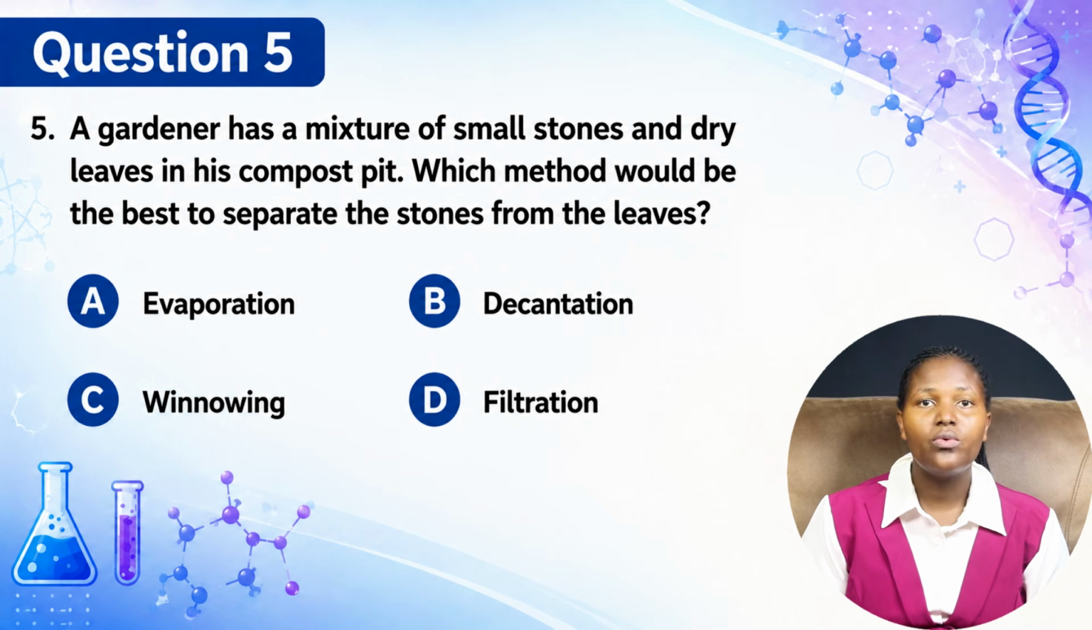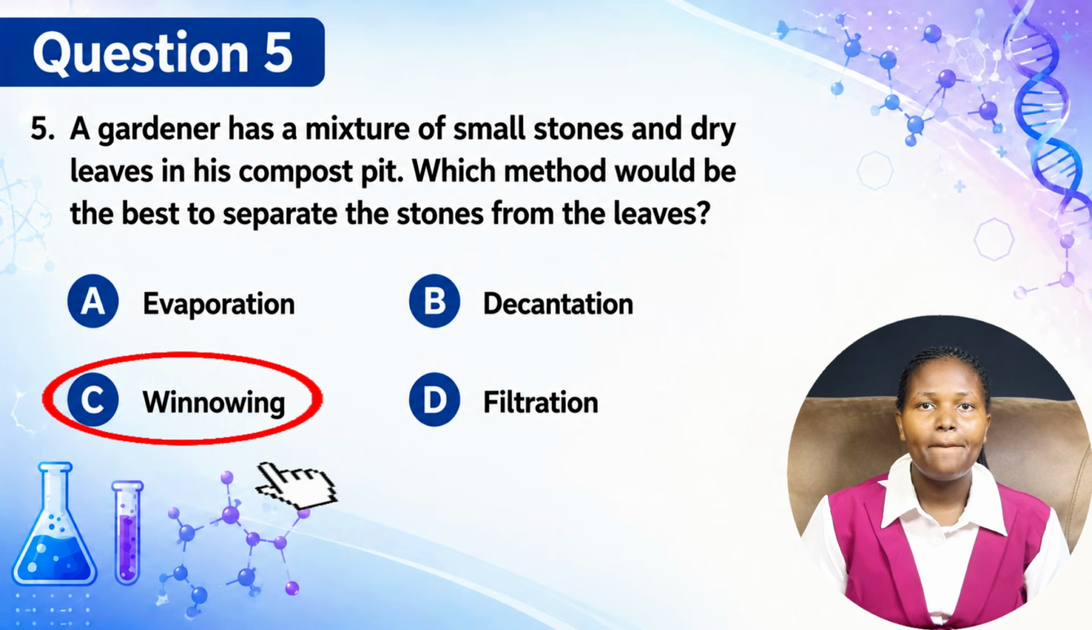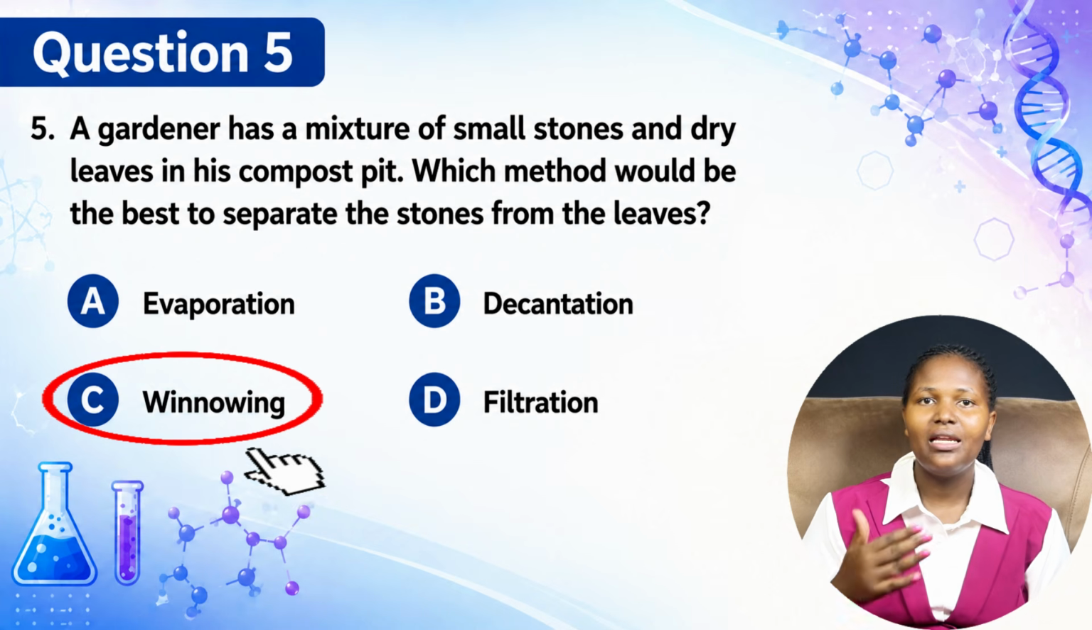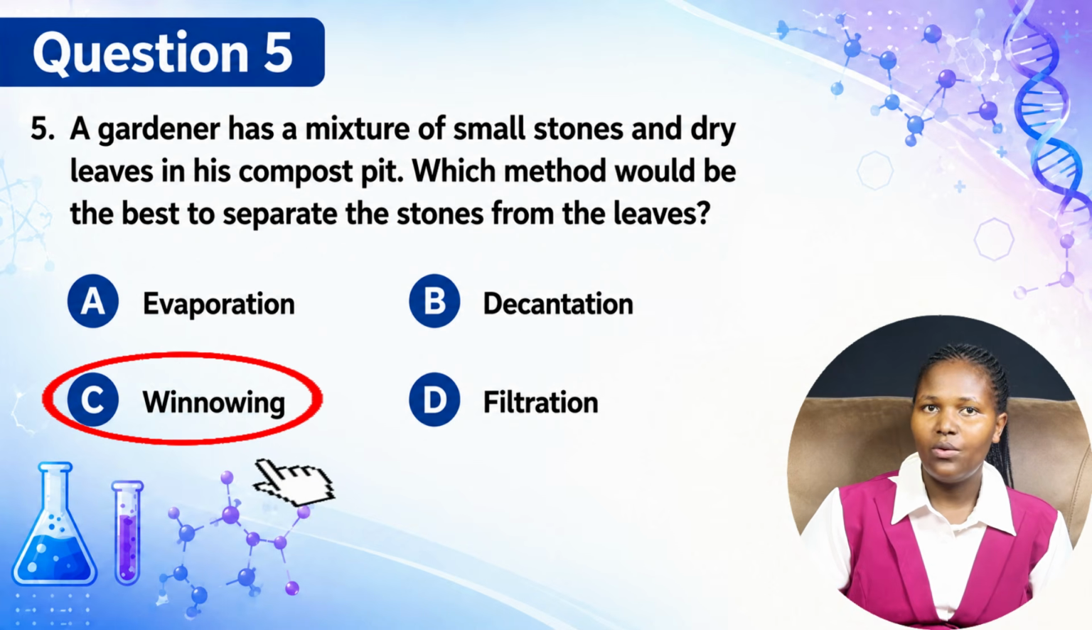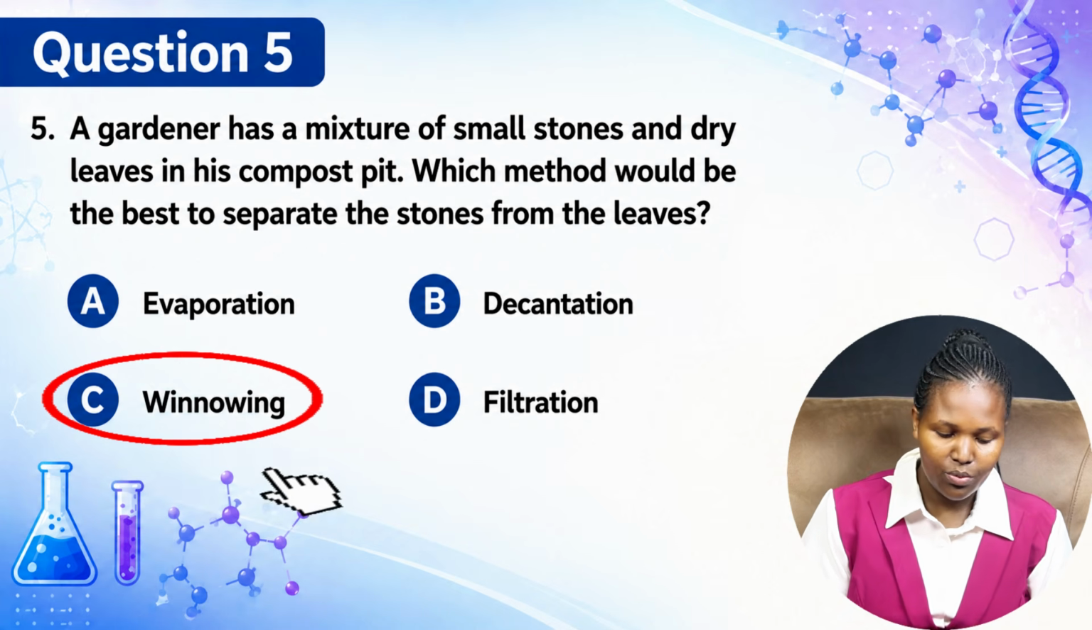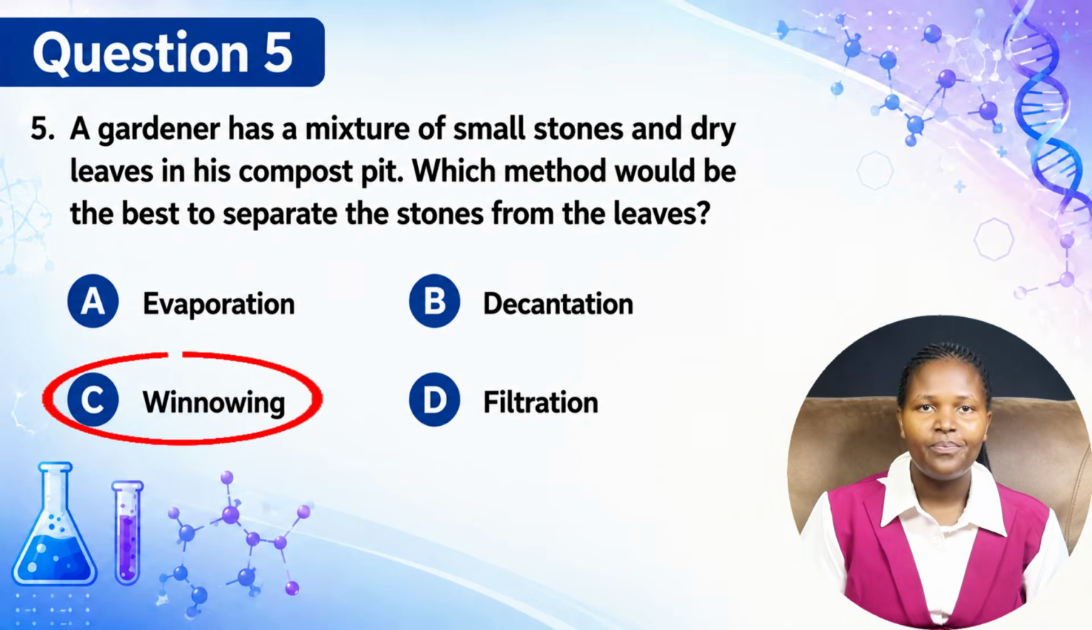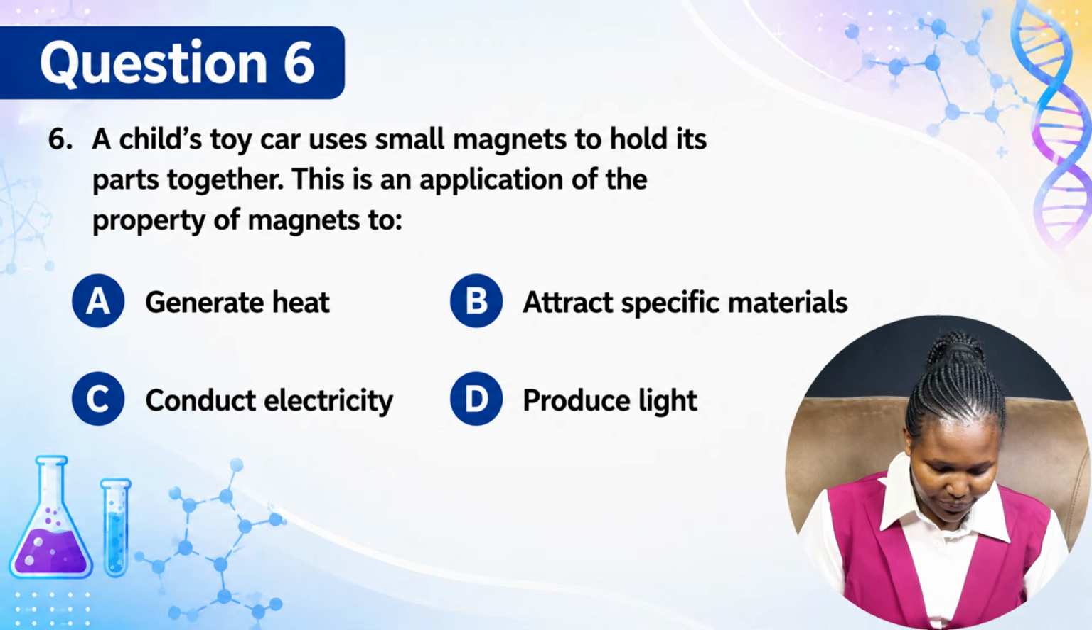But what about winnowing? Winnowing is the correct option, option C. Why? Because we have stones and we have dry leaves. When you winnow, that means that the leaves will be blown away by the wind. So winnowing is the correct option in question 5. Then we go to question 6.